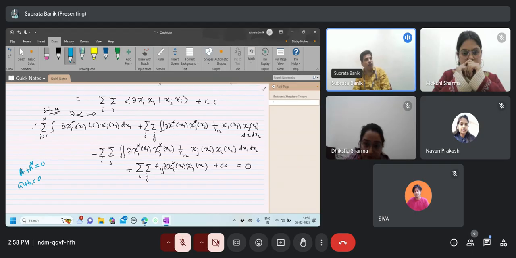Real part should be 0, and the complex part should also be equal to 0. Both are 0, together equal to 0, right? 0 means 0. In the complex part, ib minus ib will come. Here, A plus A star is equal to 0. If the real part is 0, ib minus ib will come. Conjugate means A plus ib, and A star is A minus ib. They are the same, only with complex conjugate.